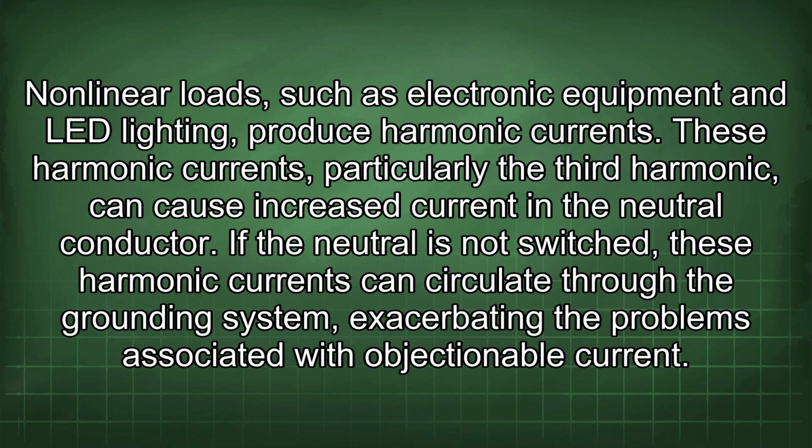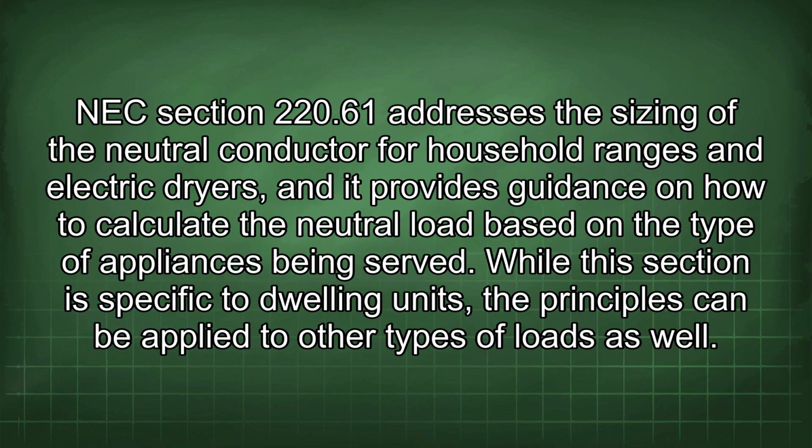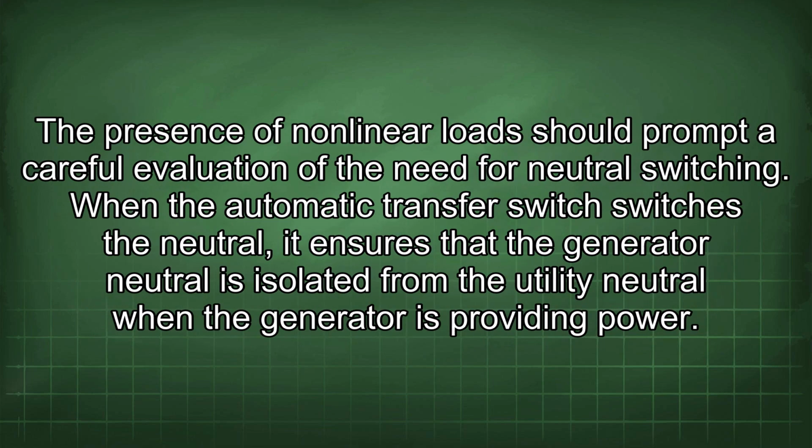NEC Section 220.61 addresses the size of the neutral conductor for household ranges and electric dryers, and it provides guidance on how to calculate the neutral load based on the type of appliances being served. While the section is specific to dwelling units, the principles can be applied to other types of loads as well. The presence of nonlinear load should prompt a careful evaluation of the need for neutral switching.